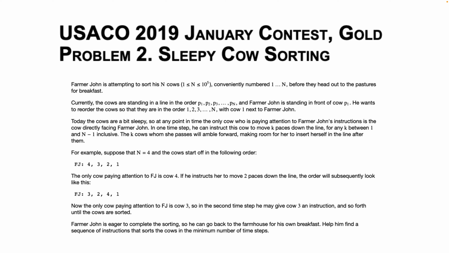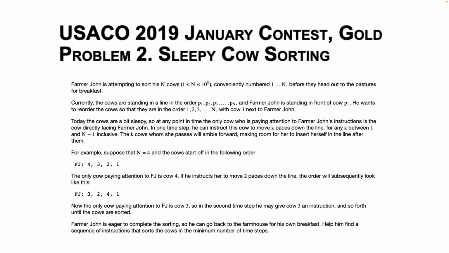Today the cows are a bit sleepy, so at any point in time, the only cow who is paying attention to Farmer John's instructions is the cow directly facing Farmer John. In one time step, he can instruct his cow to move k paces down the line for any k between 1 and N minus 1 inclusive. The k cows whom she passes will amble forward, making room for her to insert herself in the line after them.